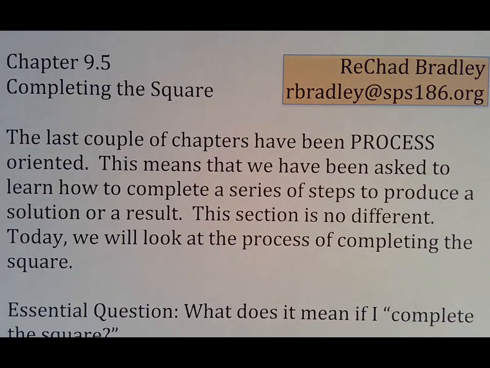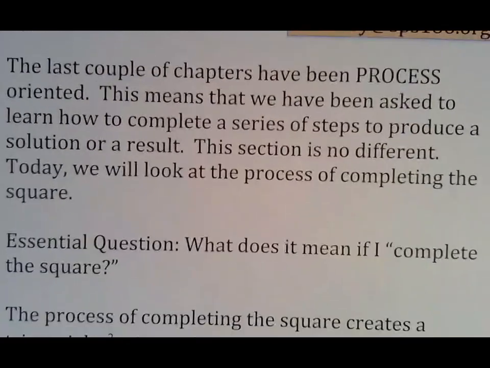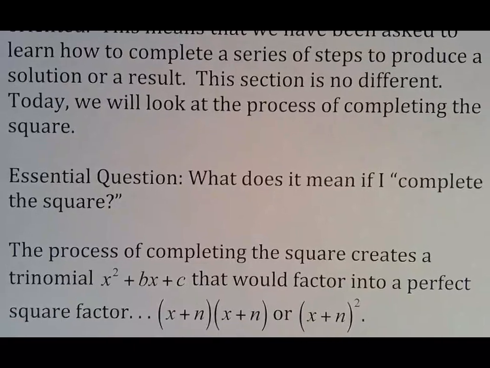All right, chapter 9.5 is about completing the square. The last couple of chapters, it shouldn't be chapters, it should be sections, have been process oriented. Actually, I guess it is chapters. This means we've been asked to learn to complete a series of steps to produce a solution or result. This section does not change. Today we're going to look at the process of something called completing the square.